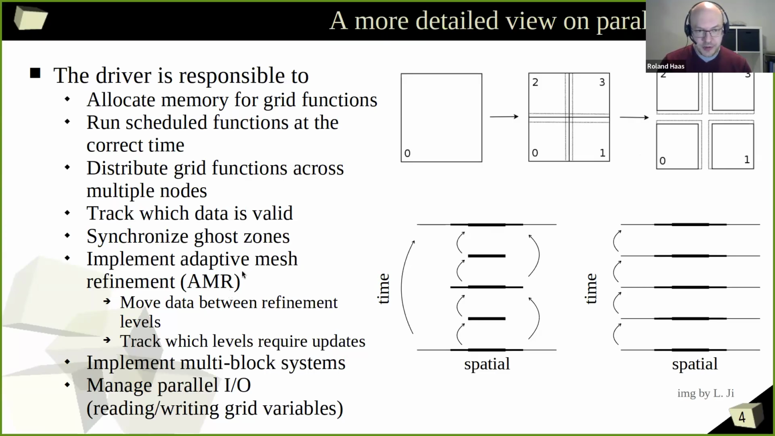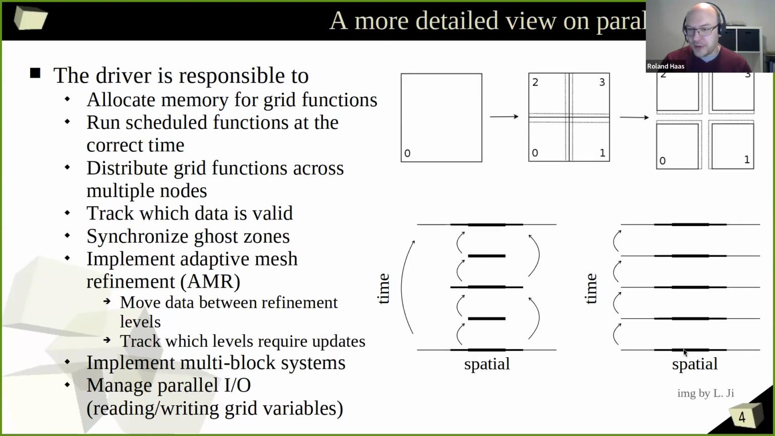It implements adaptive mesh refinement. That means it has to move data between refinement levels, also across nodes, and it will have to track which levels require updates. Not every single level might need to update at every single time. For example, if you have subcycling in time, which is shown on the right here, in a figure that I've stolen from Liwei Ji's talk a couple of days ago, then if you have what we call, say, no subcycling in time, and you might have multiple levels of refinement, the coarsest one, which is this thin line here, a medium one, this slightly thicker line, and then the highest resolution one in the middle.